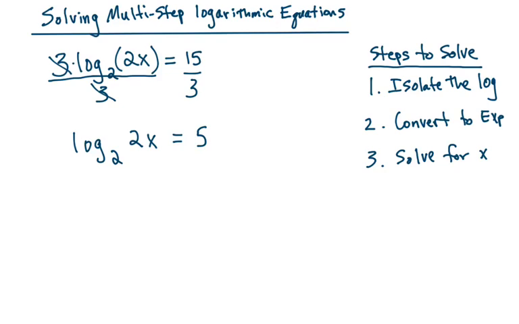And now I've done the first step. I've isolated the log. Now once I've done that, I can convert that to exponential form. So remember to convert, you always start with the base. So the base on this one is 2. So we're going to take 2, raise it to the 5th power, and it's going to equal the argument, or whatever's inside that log. So it'll equal 2x. And then the third step, solve for x, whatever you have to do that's left over. So 2 to the 5th is 32 equals 2x, and then we can divide both sides by 2. So it looks like 16 equals x.